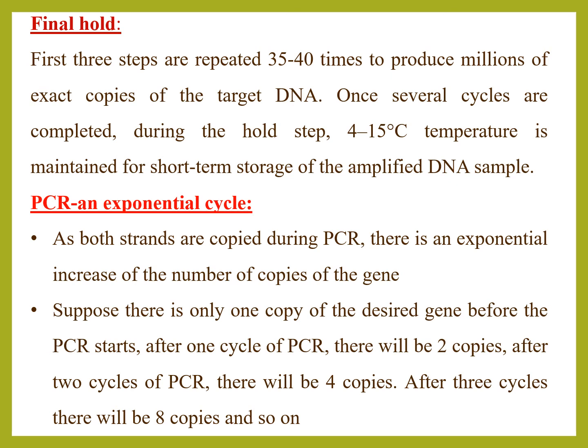And what is exactly about this PCR? This PCR is an exponential cycle, because we are using both strands, these are copied during PCR, and there is an exponential increase in the number of copies of the gene, that is 2 to the power of n. Initially 2 copies are there, then after 2 cycles of PCR there will be 4 copies, and after 3 cycles there will be 8 copies. Like this, in the exponential phase, the initial single copy of DNA will amplify and it will give a huge amount of the amplified PCR product, which we can detect very easily.